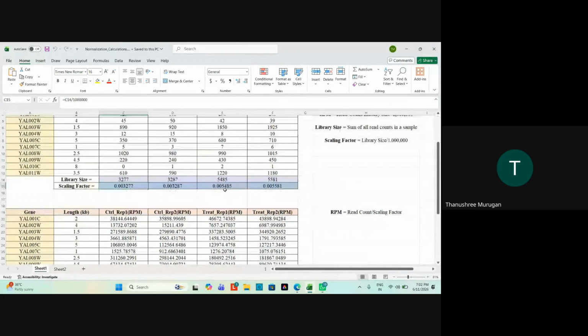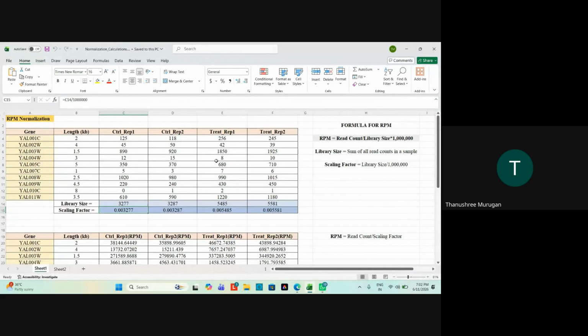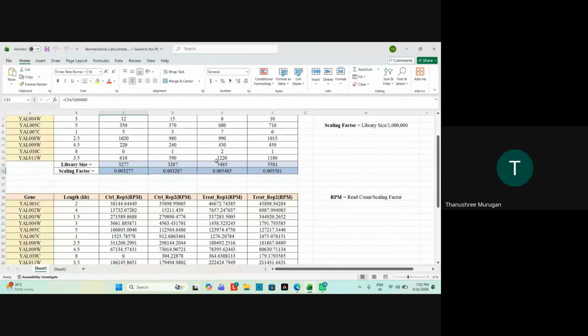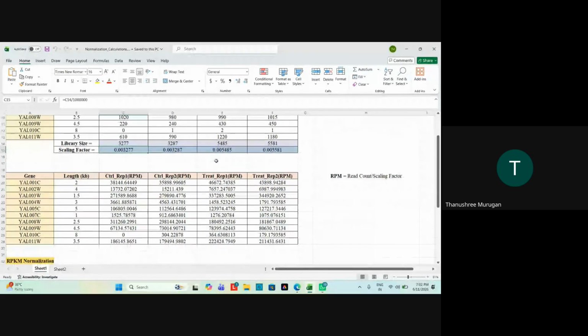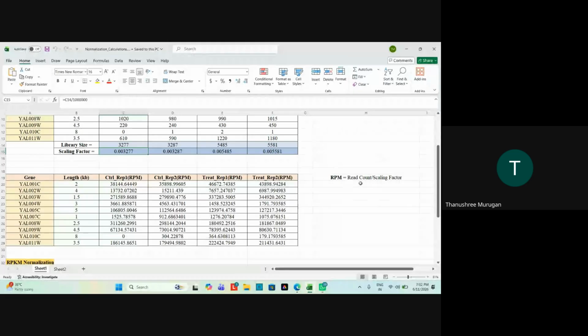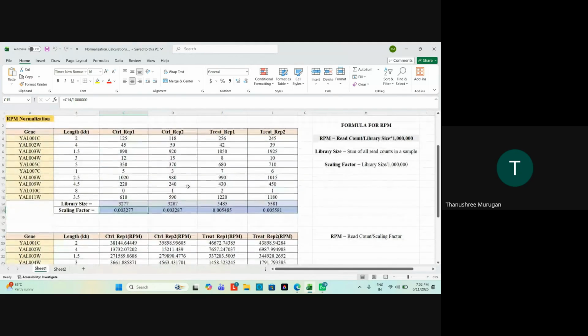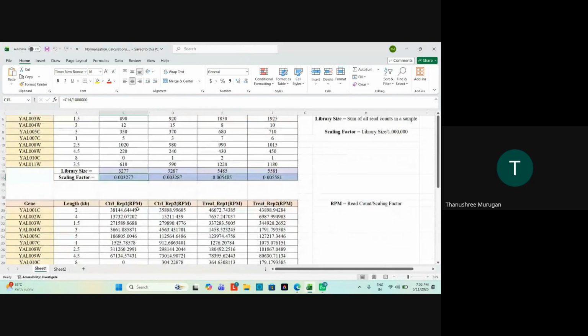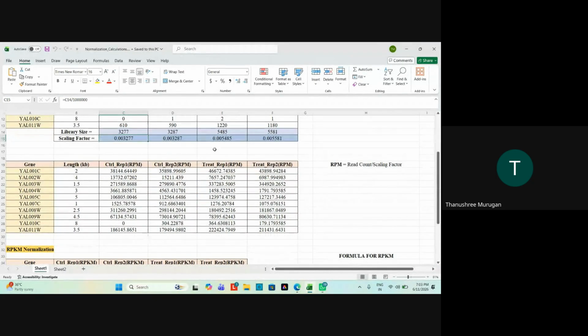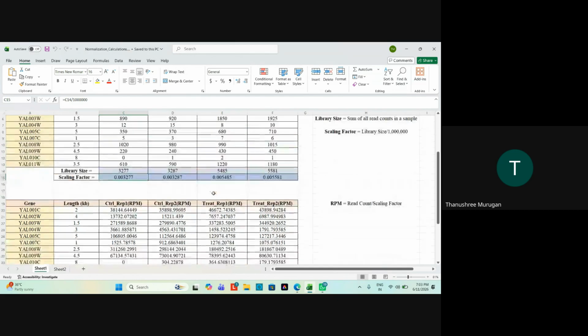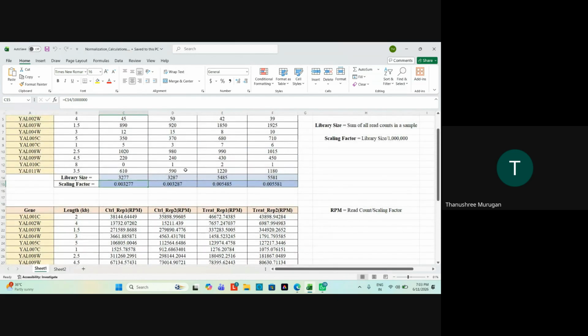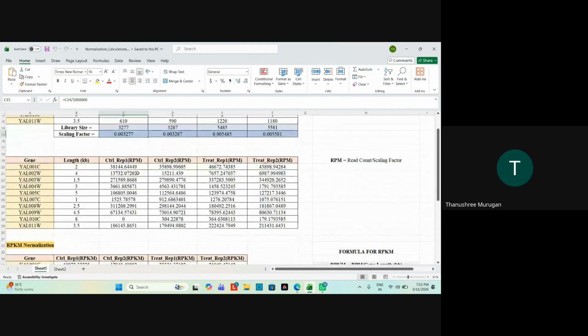So using this formula, I calculated the scaling factor for each sample. After obtaining this scaling factor, RPM values were calculated using this formula, which is RPM is equal to read count divided by scaling factor. For that, I used these read counts and then I divided them by the corresponding scaling factor. Then I got all these RPM results. Each raw count was divided by its corresponding scaling factor to obtain all these RPM values.